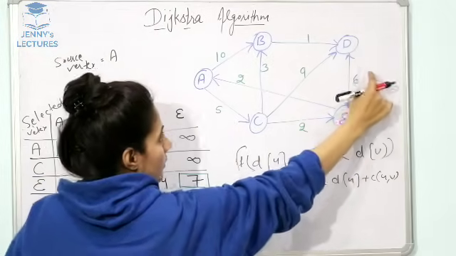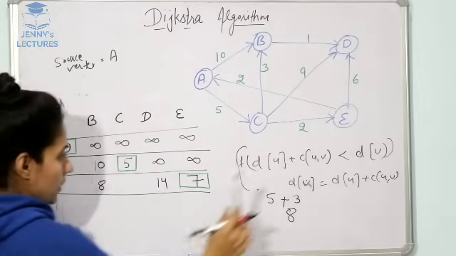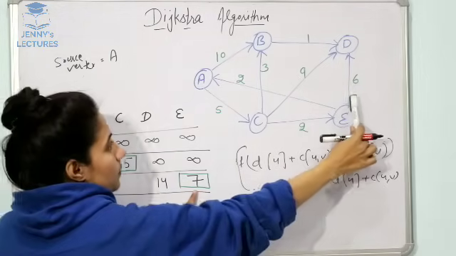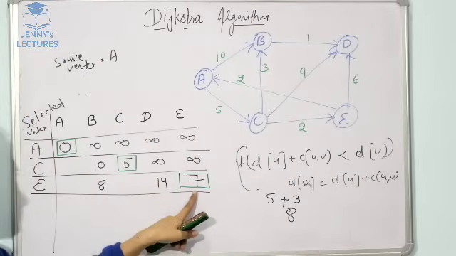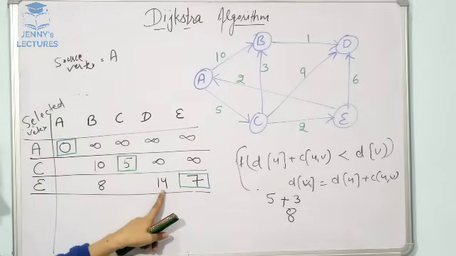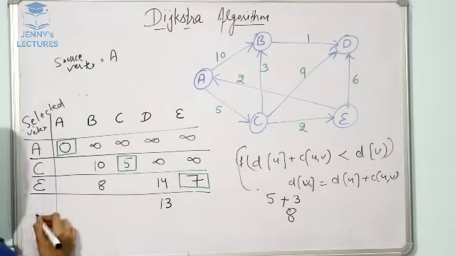Now find out the distance. E to D, distance of E is 7. 7 plus the cost of this edge, which is 6. 7 plus 6 is 13, and distance of D is 14 previously, and 13 is less than this 14, so we will update here 13.